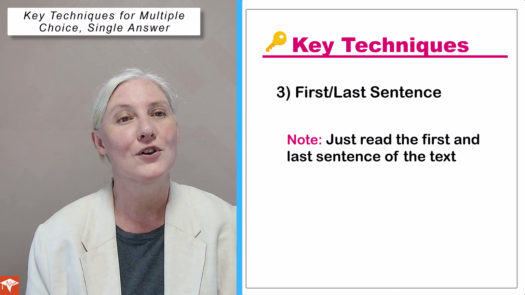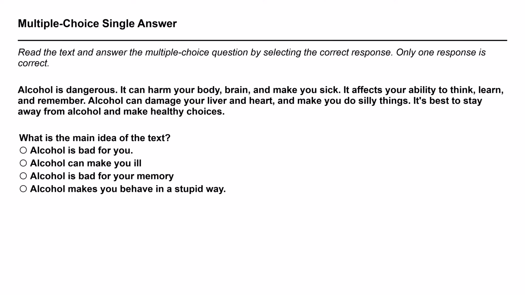So let's look at the first and last sentence of this text. The first sentence is, alcohol is dangerous. So maybe that's the main idea. Let's check the last sentence. The last sentence's idea is alcohol is dangerous too. It's the same main idea.